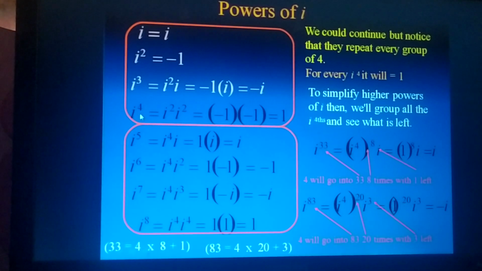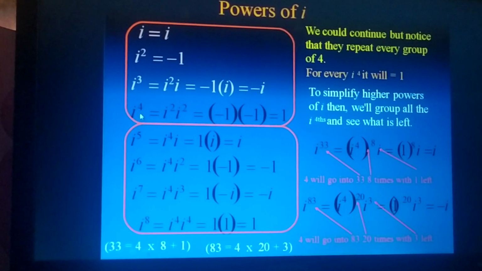i raised to 4 can be written as i square into i square. i square is minus 1, so minus 1 into minus 1 is equal to 1. So i is i, i square is equal to minus 1, i cube is equal to minus i, and i raised to 4 is equal to 1.